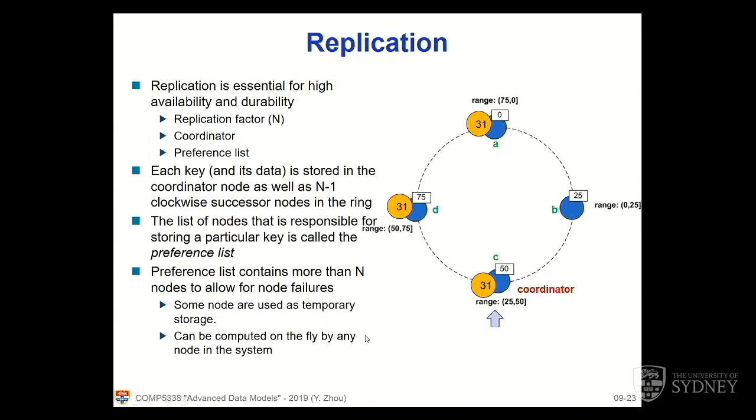So the preference list in this example basically consists of everything. C is the coordinator, D and A are the designated copies, and B is the one responsible for the temporary storage.